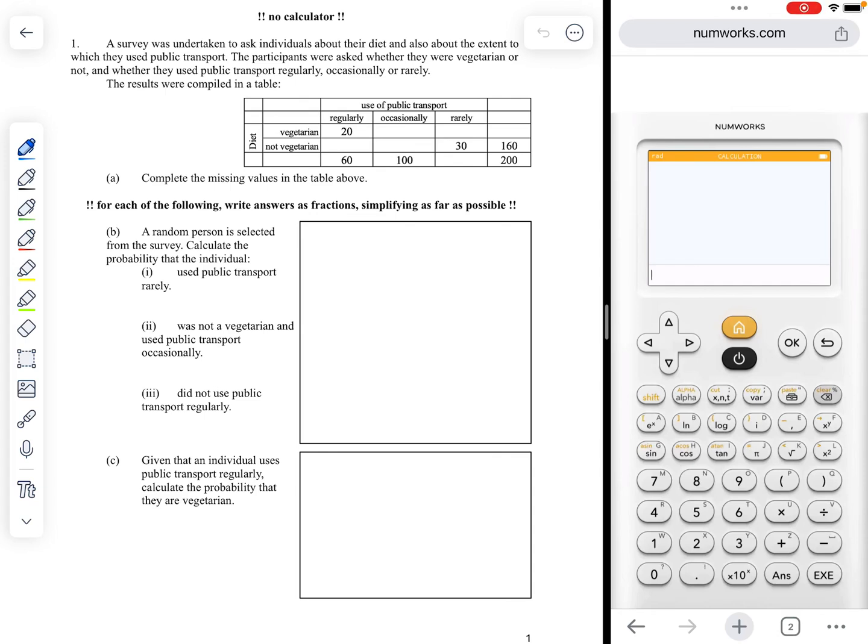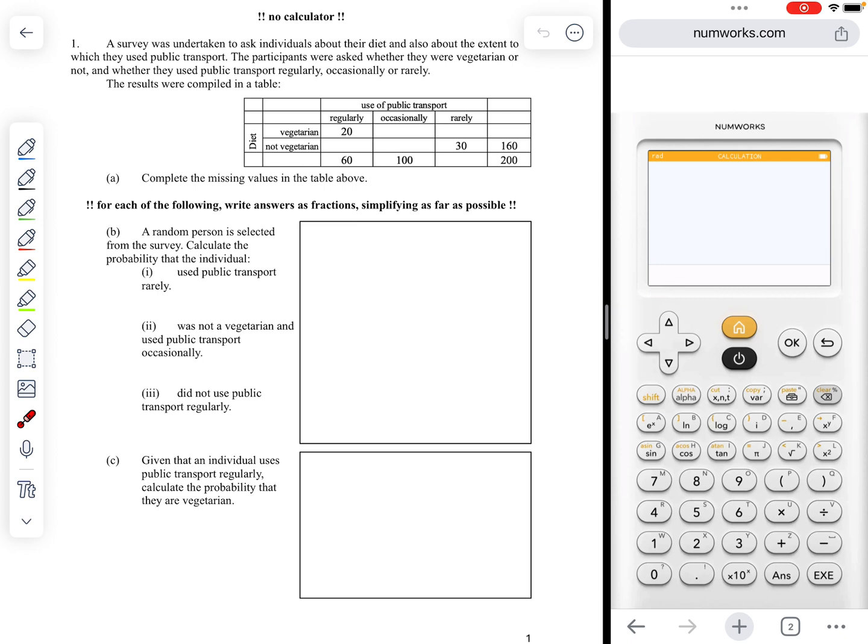Question 1. A survey was undertaken to ask individuals about their diet and also about the extent to which they use public transport. The participants were asked whether they were vegetarian or not and whether they use public transport regularly, occasionally or rarely. The results were compiled in a table.